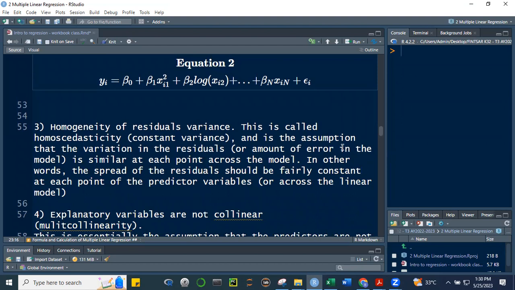Assumption number 3, homogeneity of variance. What does this mean? Homogeneous means the spread is constant. The term we use here is homoskedastic. Homo means uniform, and skedasticity refers to the spread. So the spread is uniform.